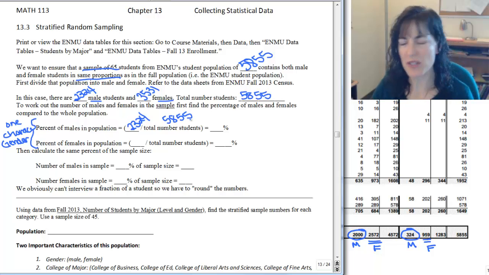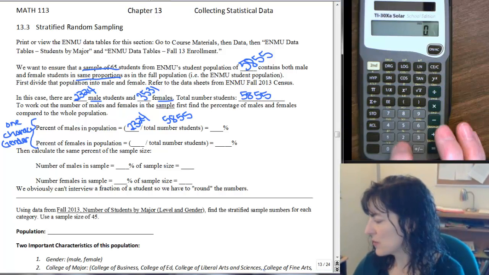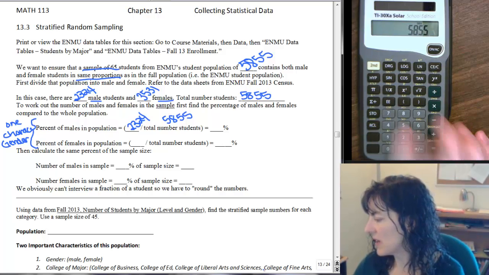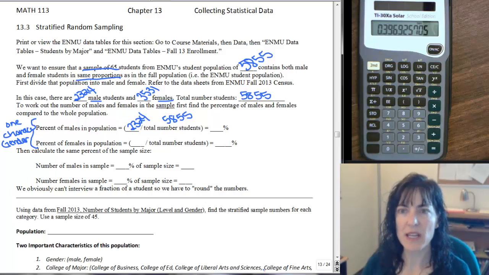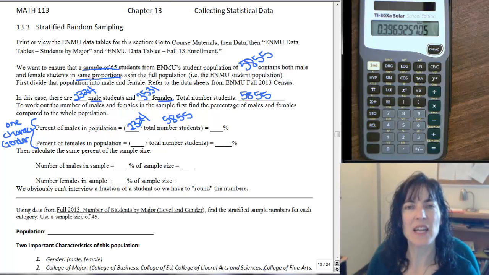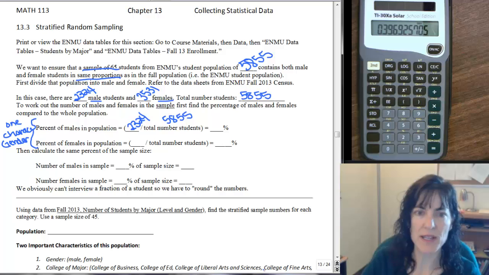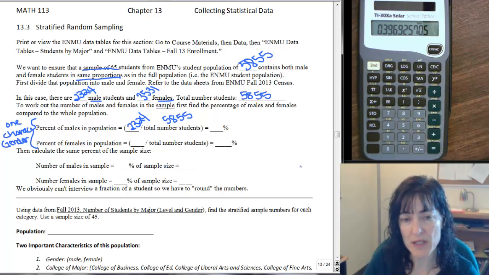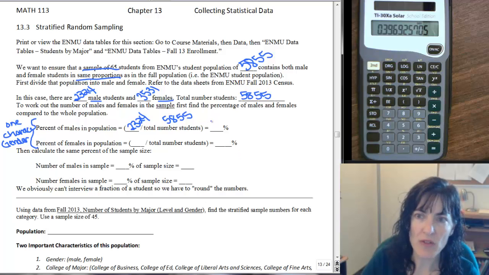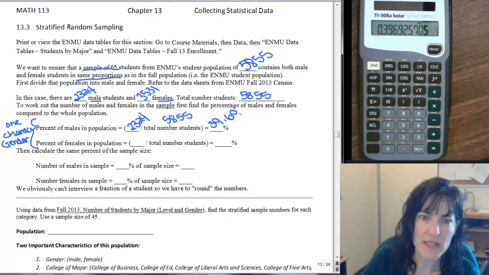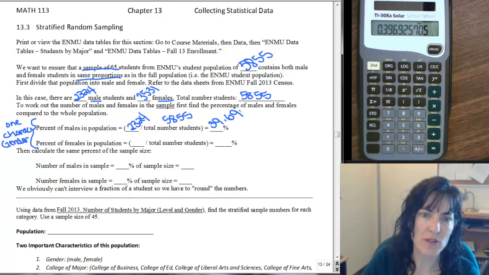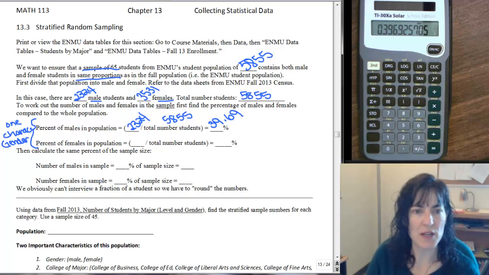5,855, and that's just a division. So 2,324 divided by 5,855. And you can see I get 0.3969, and what I'm looking for is a percent, so I will multiply by 100 by moving my decimal 2 places to the right, and that will give me 39.69, and the next digit is a 2, so it'll stay 39.69%.